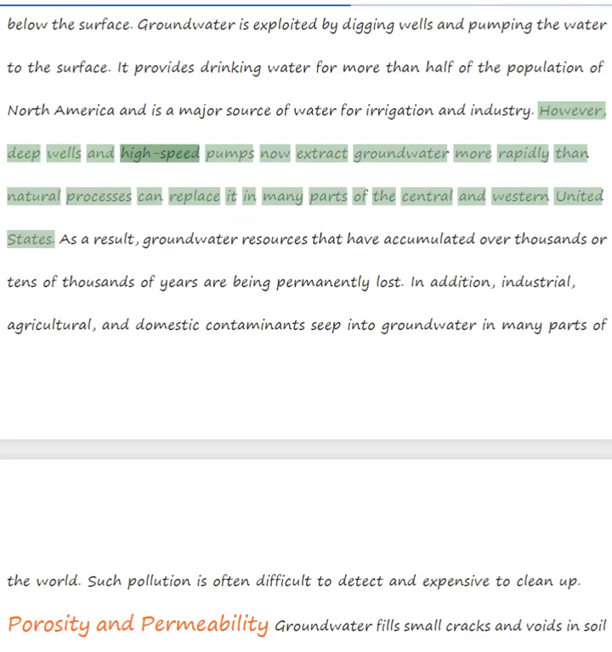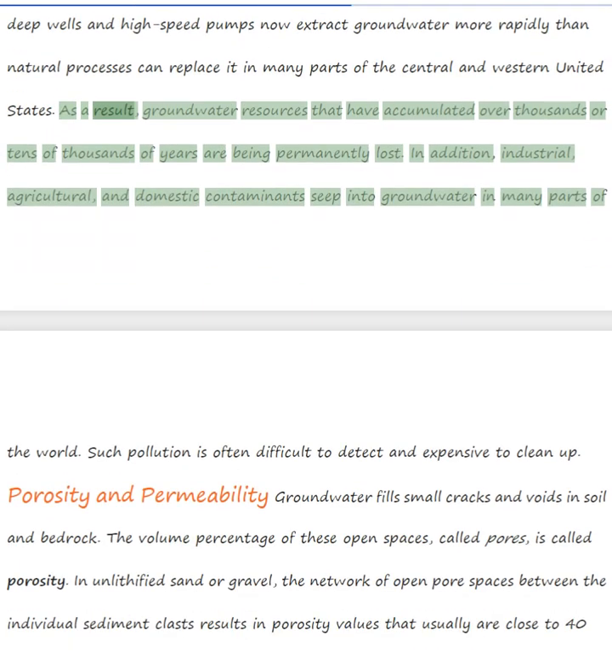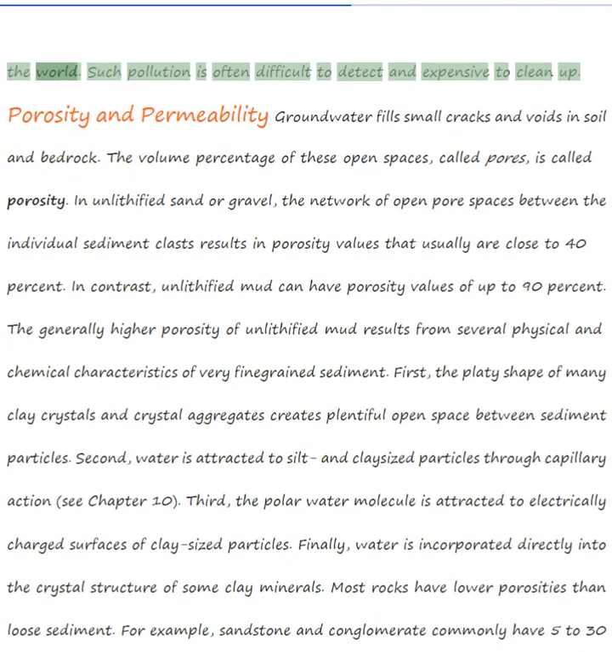However, deep wells and high-speed pumps now extract groundwater more rapidly than natural processes can replace it in many parts of the central and western United States. As a result, groundwater resources that have accumulated over thousands or tens of thousands of years are being permanently lost. In addition, industrial, agricultural, and domestic contaminants seep into groundwater in many parts of the world. Such pollution is often difficult to detect and expensive to clean up.